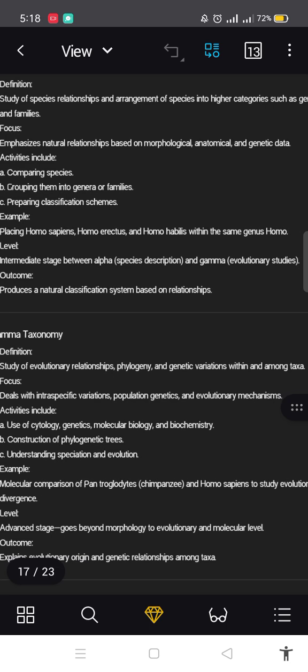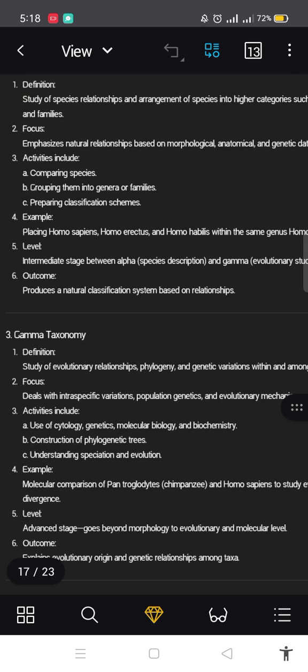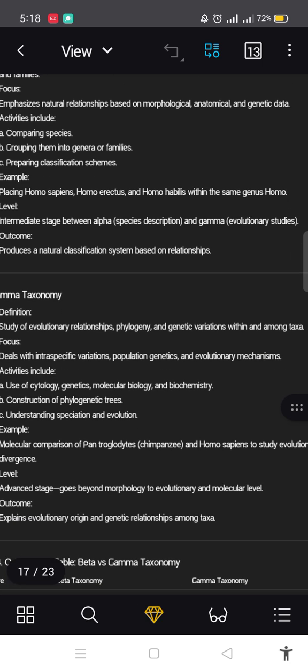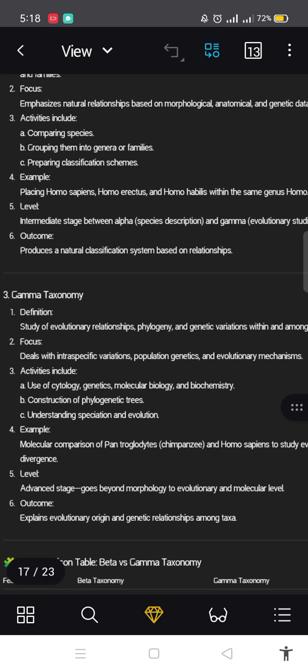Beta is the intermediate stage between alpha, which is species description, and gamma, which covers evolutionary studies. The outcome is a natural classification system based on relationships.